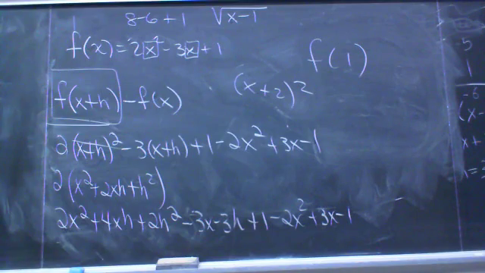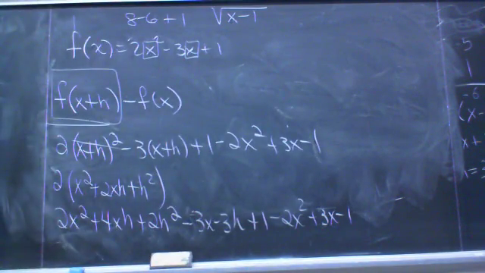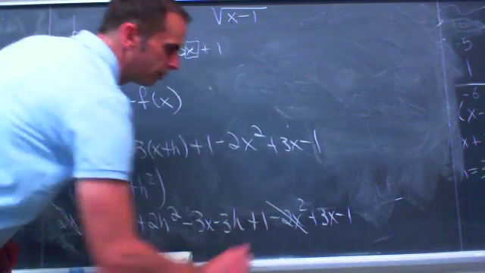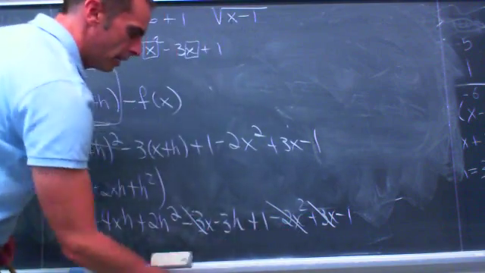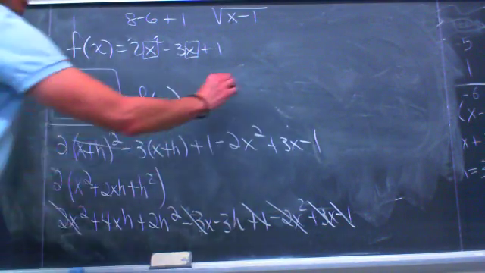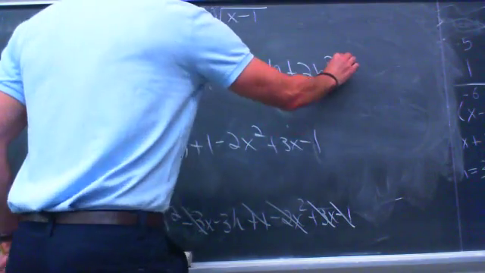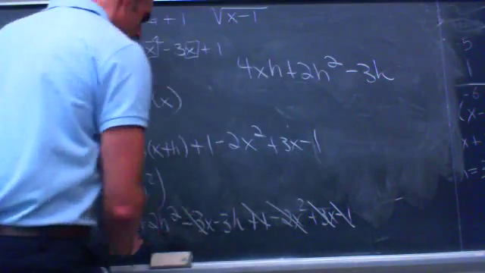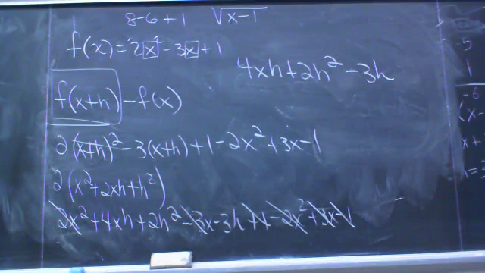So combine your like terms, and in combining like terms, the 2x squared will drop out, the 3x's will also drop out, and the 1's will also drop out. And what remains is 4xh plus 2h squared minus 3h. Okay? All right. So let's go to the board and do some practice.